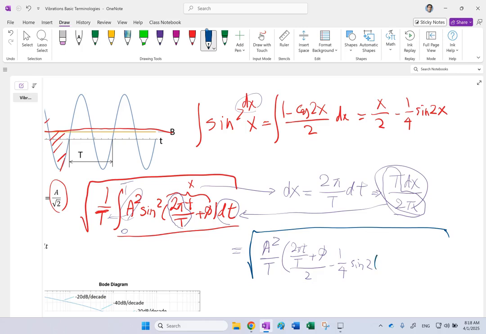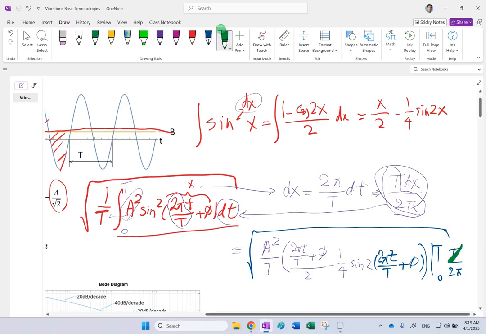So it is going to be 2 times 2 pi t over t plus phi. Okay, that whole thing. And then you calculate it at t and 0. And remember, you have to bring in that other constant, so that whole thing is also multiplied by t over 2 pi. Okay, and from there you can see that that t and that t would cancel.